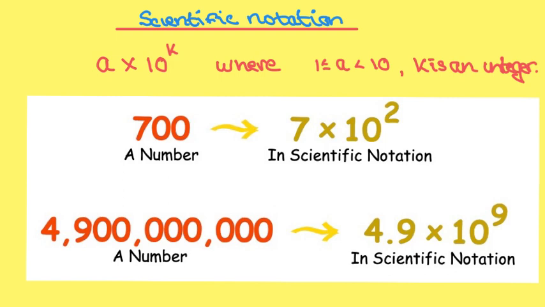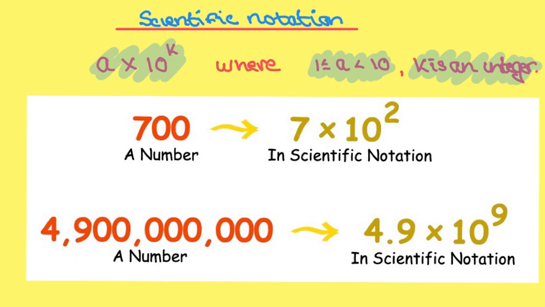In this video, we're going to take a look at scientific notation. Scientific notation is a way of writing very large or very small numbers. And when you use scientific notation, all the numbers are written in the form a times 10 to the power of k, where a is between 1 and 10. It can equal 1, but it cannot equal 10, and k is an integer. In other words, it must be 1, 2, 3, 4, 5, 6, or negative numbers.